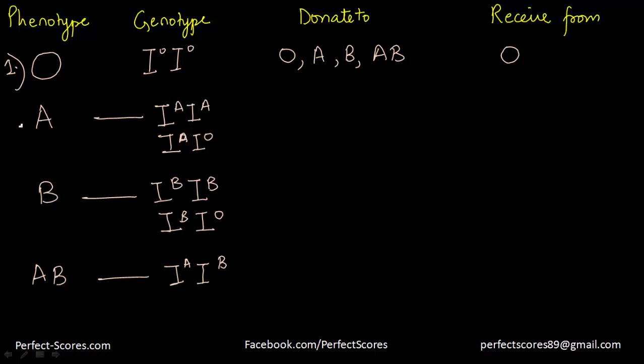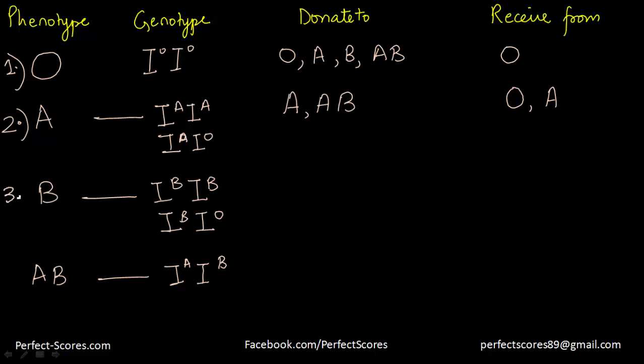Coming to the second blood group, which is A, it can donate blood to only A. And it can also donate blood to AB, because obviously only A and the recessive allele are present, so they will not cause any interference for a person with AB blood group. But they can receive it from O and they can receive it from A. So I hope this is clear, because there's no allele that will create any kind of interference in their blood.